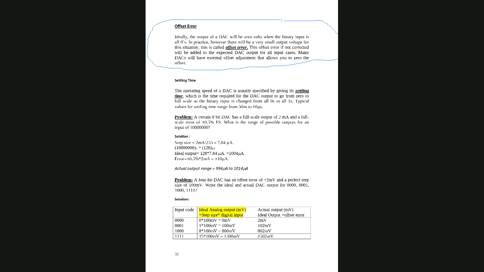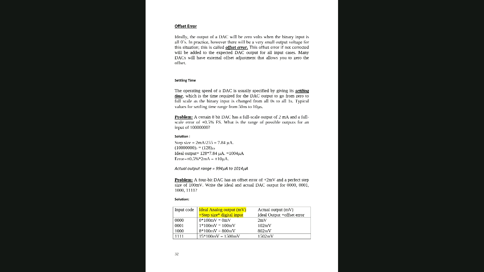If we don't correct this offset error, it will be added to all the outputs, in all the input cases, whatever the output. So many DACs have an external adjustment, an initial error adjustment, so you can remove the offset error. And you are given a question here in the second example.